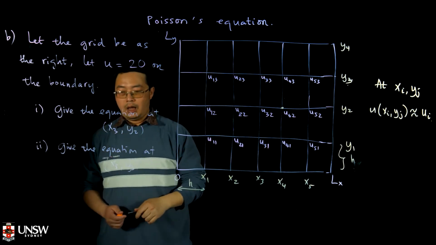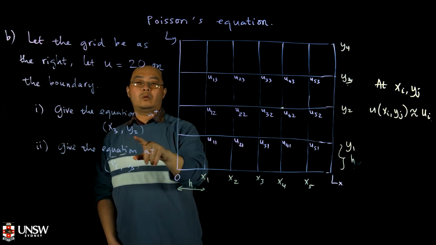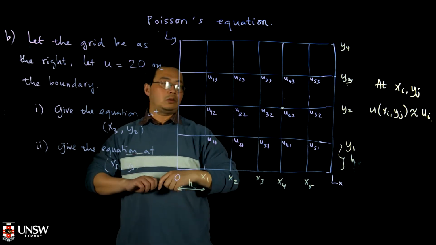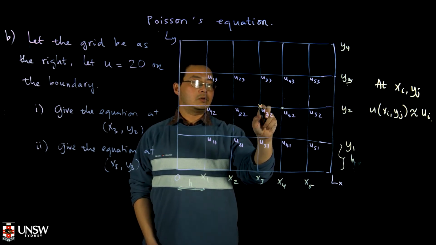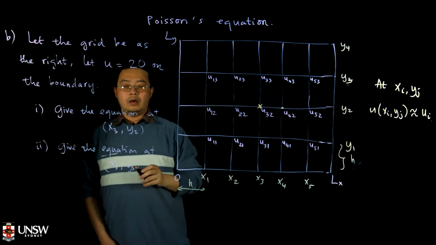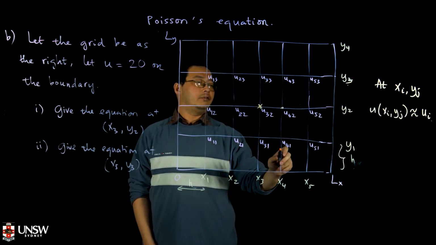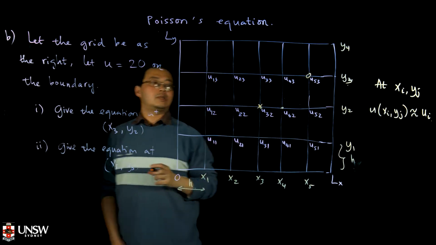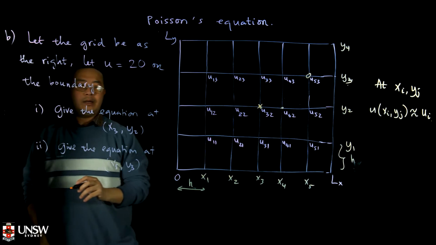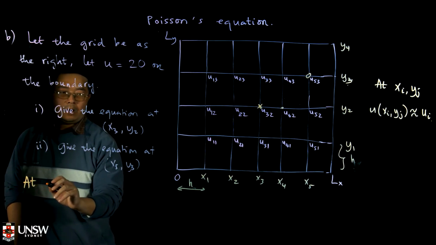Okay, and now we have to give the equation at 2 points. So x3, y2. So x3, y2 is here. And another one is at x5, y3. So x5, y3 is here. Okay, so we do it step by step. So the first one is at x3, y2.